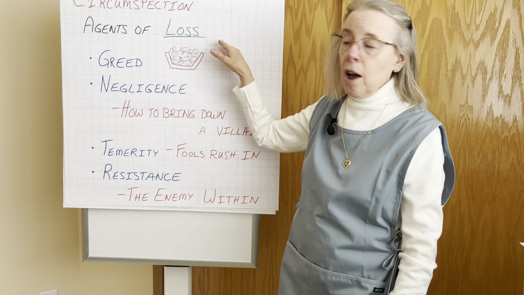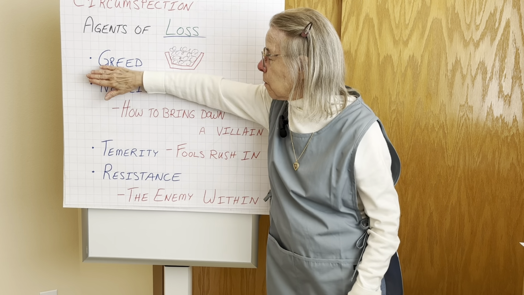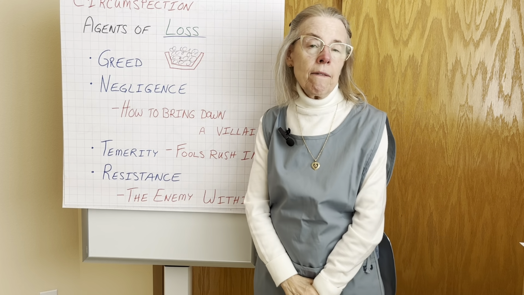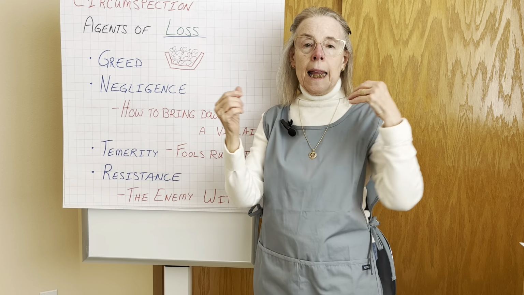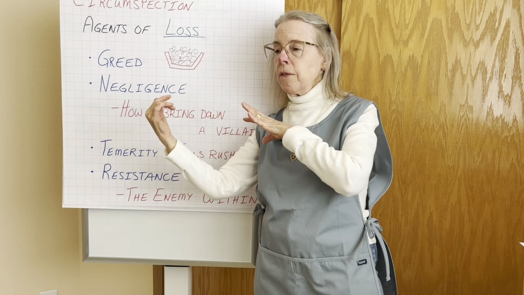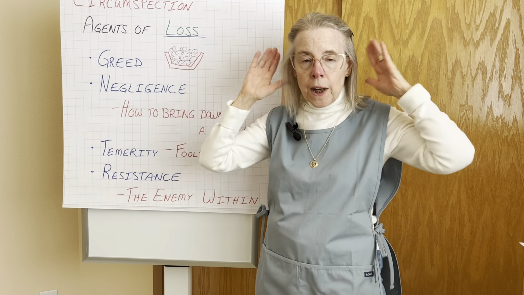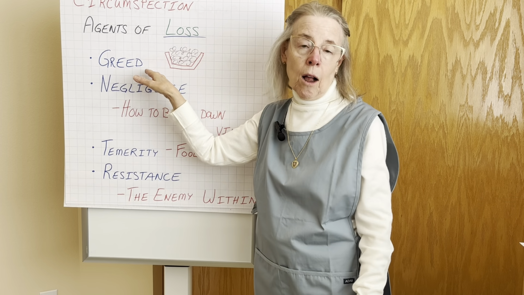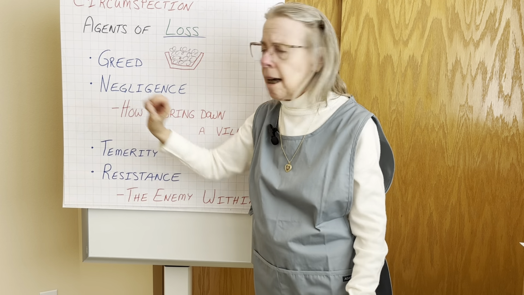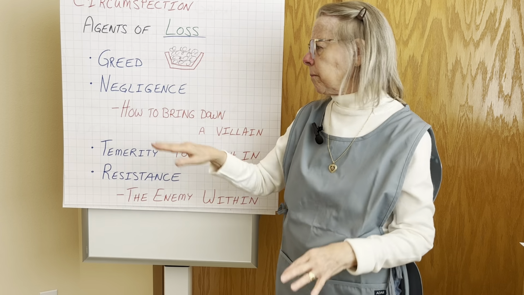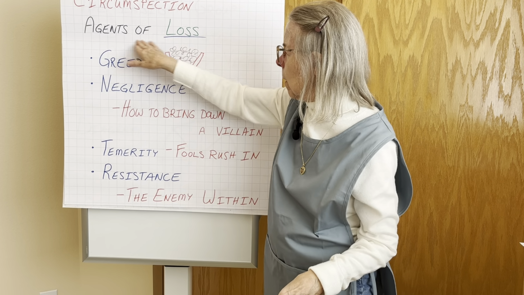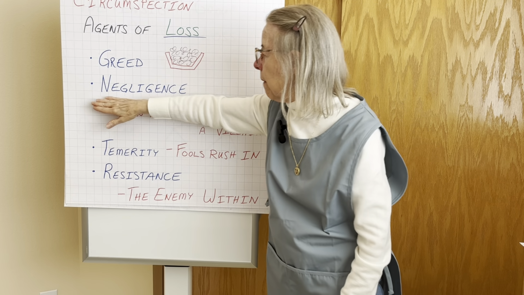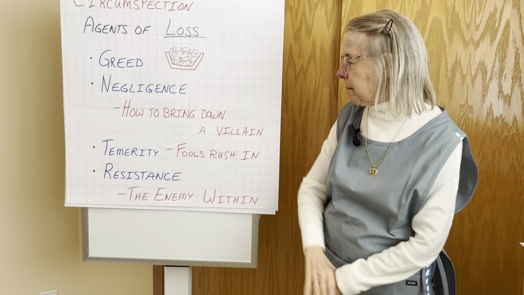Circumspection's agents of loss. The first one is the one that we saw, the dog. The dog did not achieve the bowl of food. He couldn't take his eyes off the food enough so that he could see the whole picture. So greed itself can be the seed in a human of the first mechanism by which you can fail to achieve circumspection, and that is negligence.